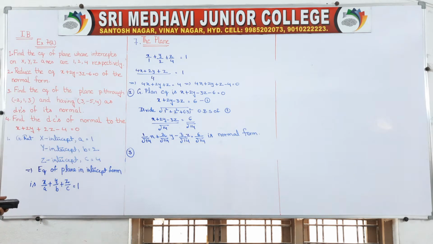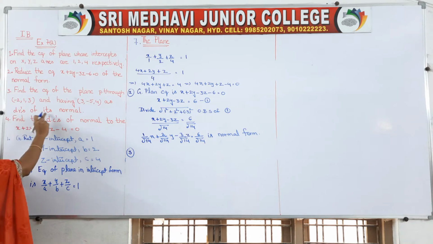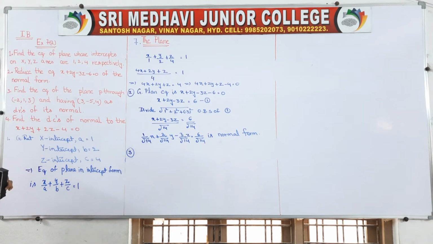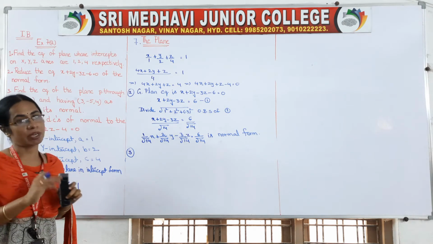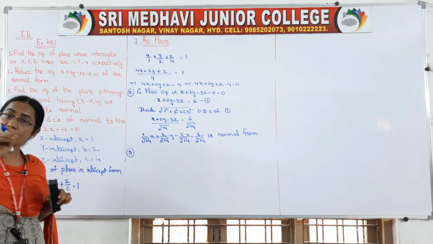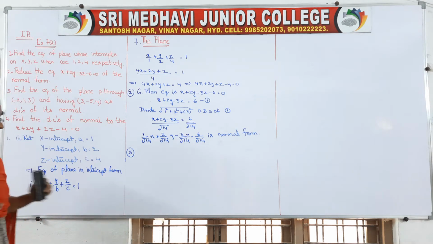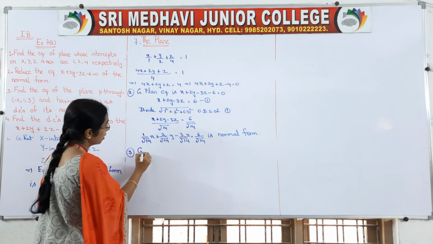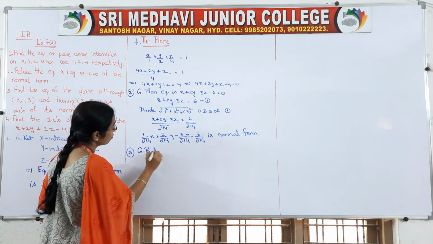So what is your third question? Find the equation of the plane passing through the point minus 2, 1, 3 and having 3, minus 5, 4 as direction ratios of its normal. So you have one point through which the plane passes, and the direction ratios of the normal of the plane are given to you.